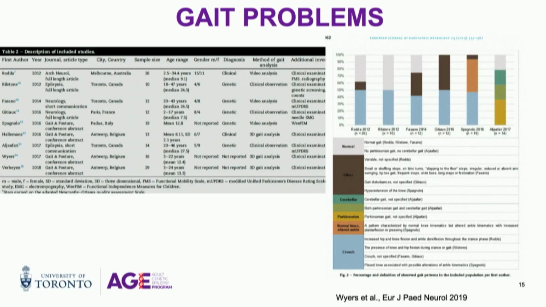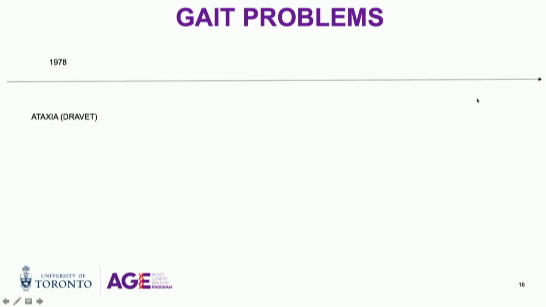This is a study summarizing the gait abnormalities, but this study was published in 2019. We have one more after that. But anyways, it shows ataxia, which is something I didn't talk about yet, but I will show you a video soon. The crouch gait, which the Australian group and we published in 2012, and then a few other problems with gait as well. So it's not just one thing.